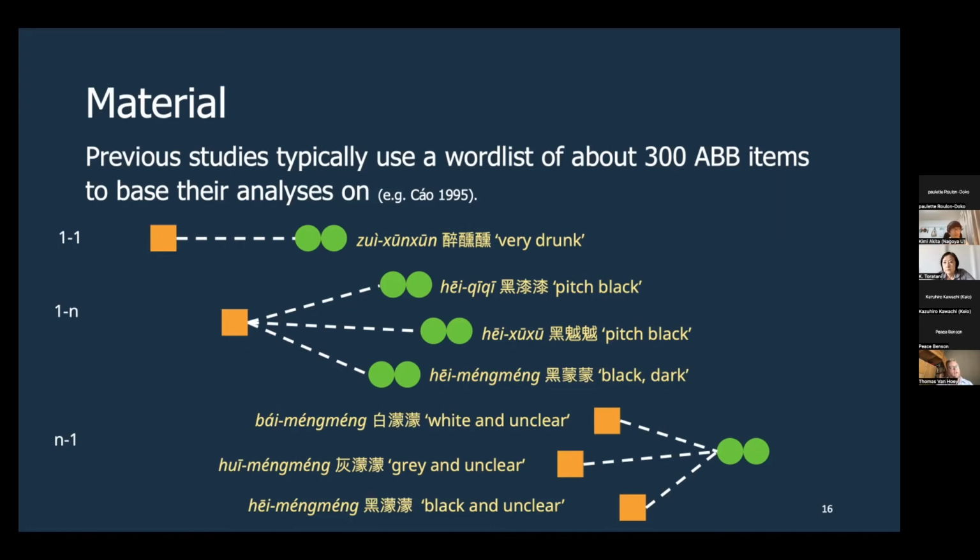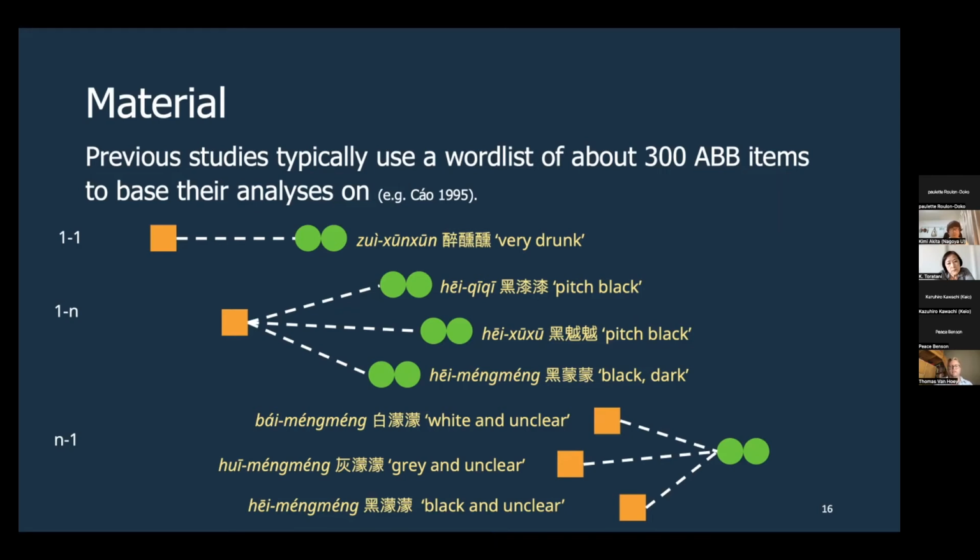Sometimes you also have one-to-n relationships. For instance, black can have chi chi, shu shu, or mong mong as its collocating idiophones. You can also have different prosaic collocates for the same idiophone, like bai mong mong, hui mong mong, and hei mong mong, where mong mong means unclear, and bai, hui, and hei are white, gray, and black. So you can see that there is this interconnectedness of them, right? End-to-end mappings, you have those as well.